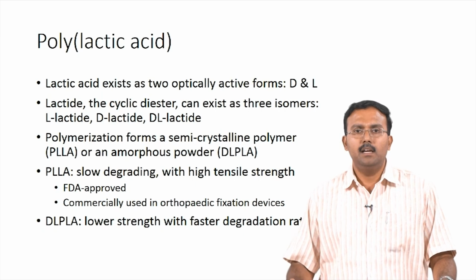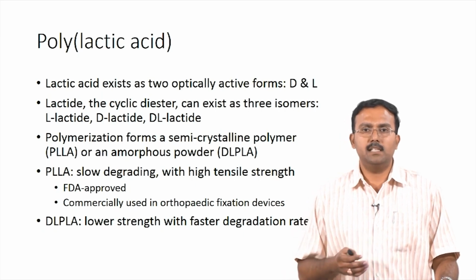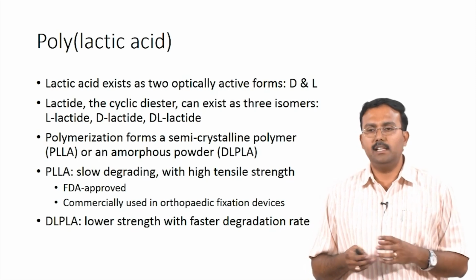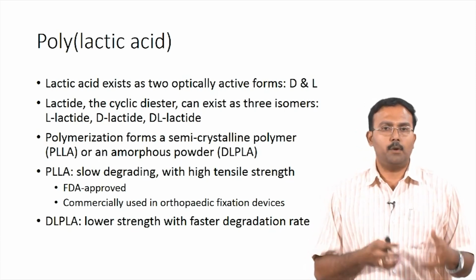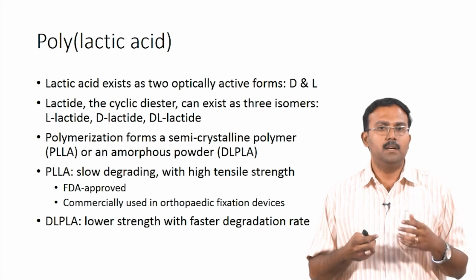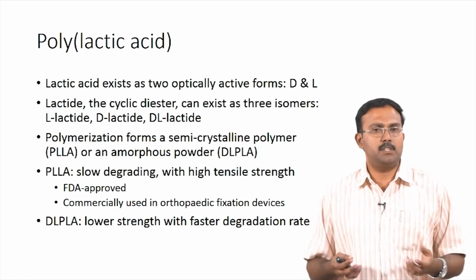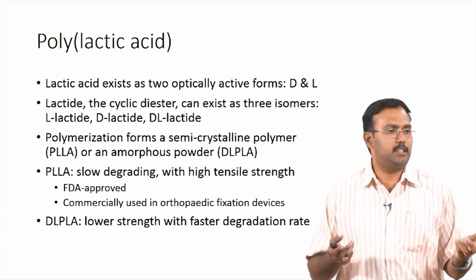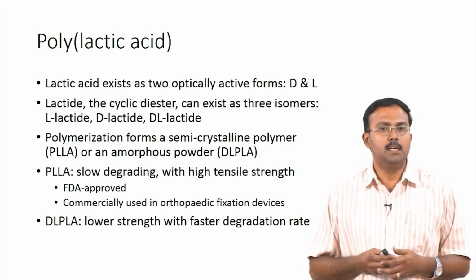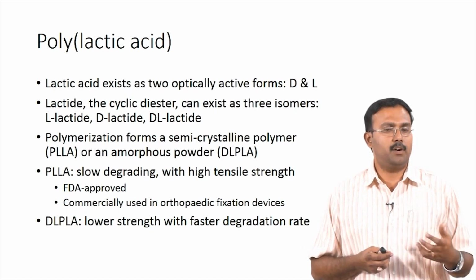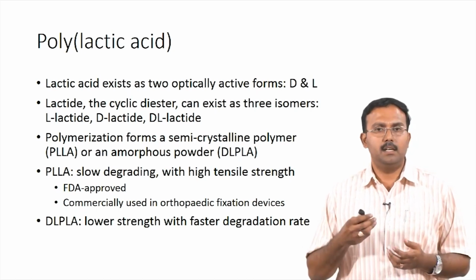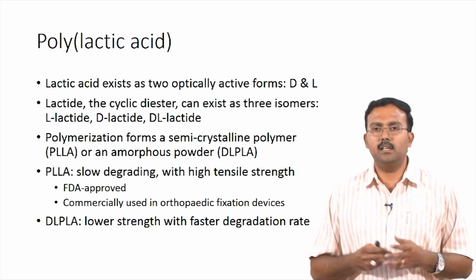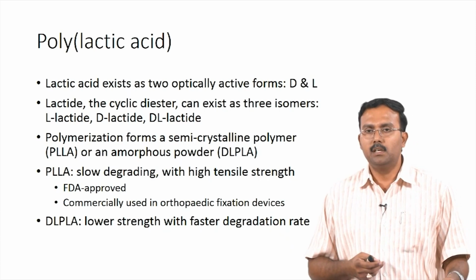D and L. So lactide, which is a cyclic diester, can exist in three isomers. It could be L-lactide, D-lactide or DL-lactide. And the polymerization can form a semi-crystalline polymer or an amorphous powder, depending on which stereoisomer is used for preparation of PLA. So if PLLA is formed, then it is semi-crystalline. DLPLA, which is both D and L together, forms an amorphous powder.